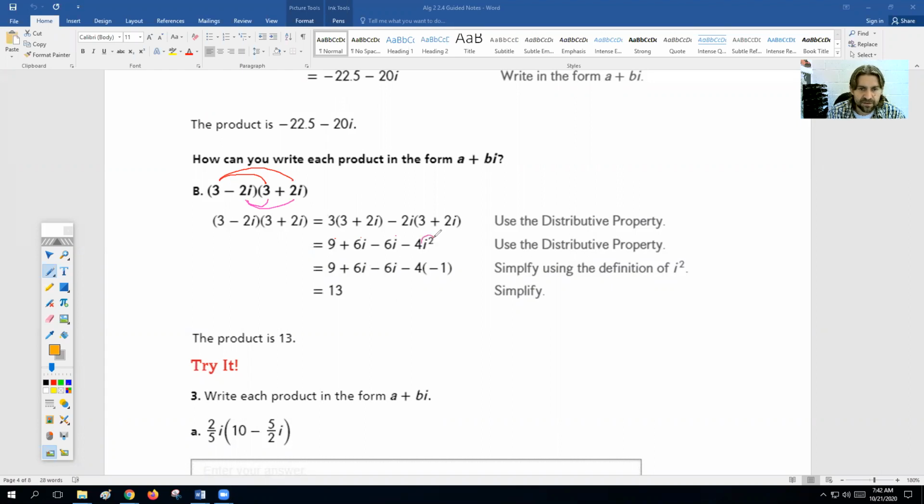Well, what I'm going to do then is look to see if I have any i squareds. I squareds I'm going to turn into a -1. And so let's look to see what happens here. This is going to become a 9. We would have a plus 6i and minus 6i, which goes away. And we have 9, and then -4 times -1 becomes +4. So this is a nice property that we will use later on. But we're just going to get 9 plus 4 here, which is 13.